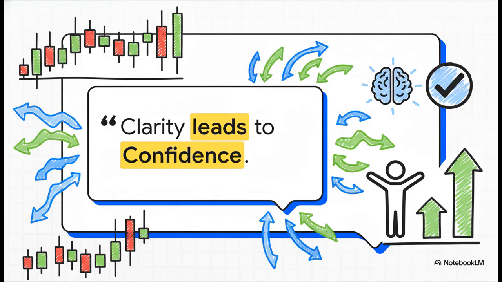It really all boils down to this. Clarity leads to confidence. When your charts are clear, your analysis becomes clear. And when your analysis is clear, your decisions become confident. You stop hesitating. You start executing your plan with conviction. Because for the first time, you can actually trust what you're seeing.